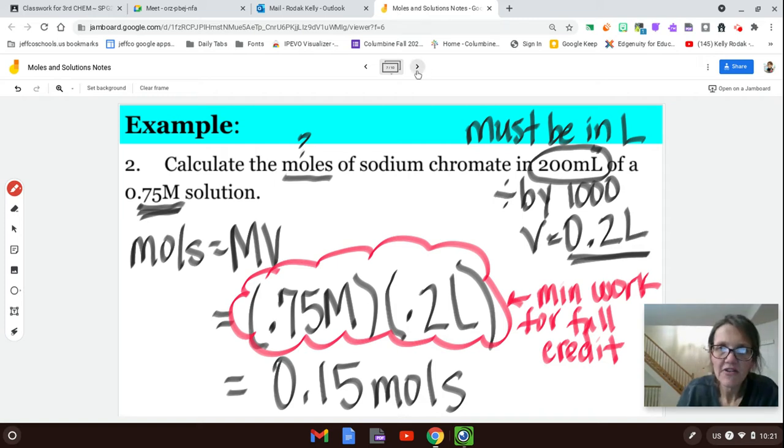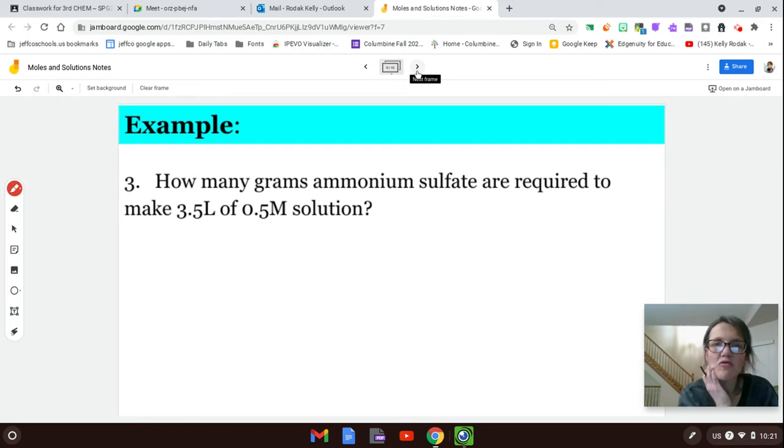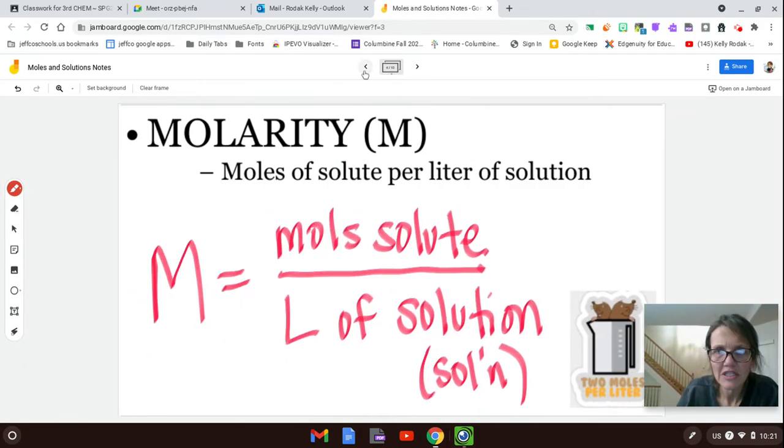All right, let's look at another example. How many grams of ammonium sulfate are required to make 3.5 liters of 0.5 molar solution? So we're looking for grams. Now, if we go back and look at our equations here, there's nowhere to put grams, but remember that here with the moles of solute, we can convert from or calculate from grams.